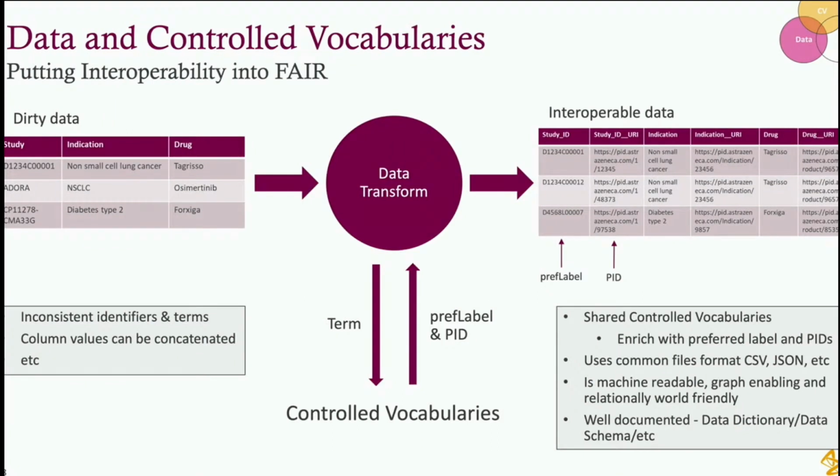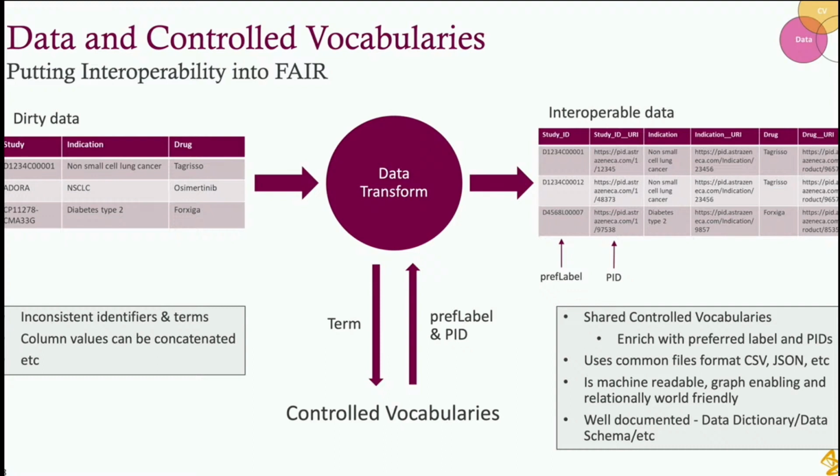What does it really mean? I've got dirty data on the left-hand side of this slide. And in the first column, there's a series of clinical study identifiers. One is a study code, one is an acronym that people use to describe the study because nobody remembers the D codes, and then there is a legacy code. What we want from a data perspective, we just want these standardized. So what we need to do is provide a service that allows people to submit those terms and just get back the pref label and the PID for those terms.